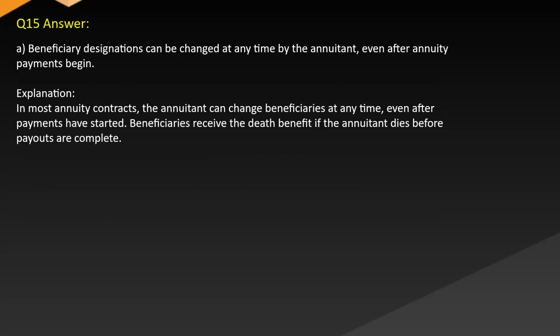Answer A. Beneficiary designations can be changed at any time by the annuitant, even after annuity payments begin. Explanation. In most annuity contracts, the annuitant can change beneficiaries at any time, even after payments have started. Beneficiaries receive the death benefit if the annuitant dies before payouts are complete.